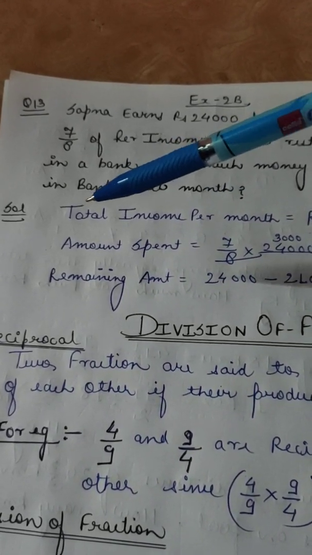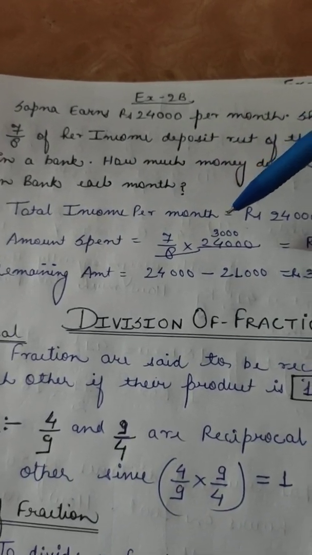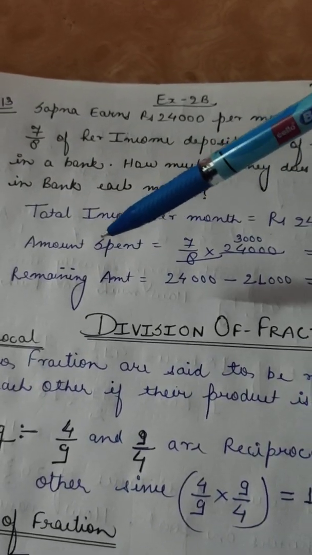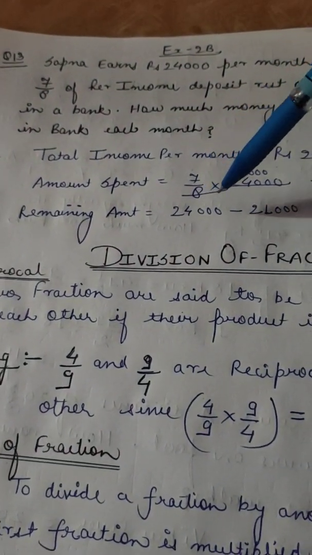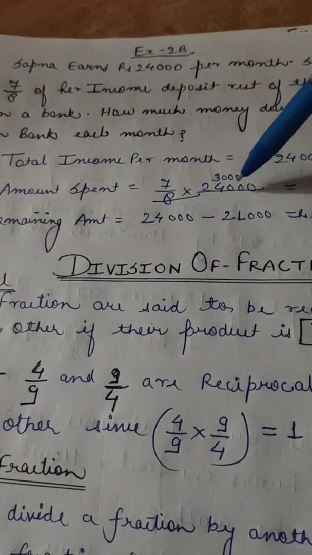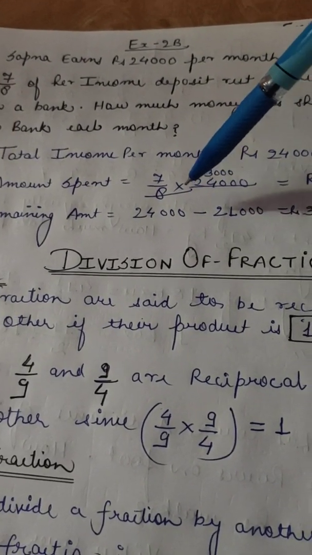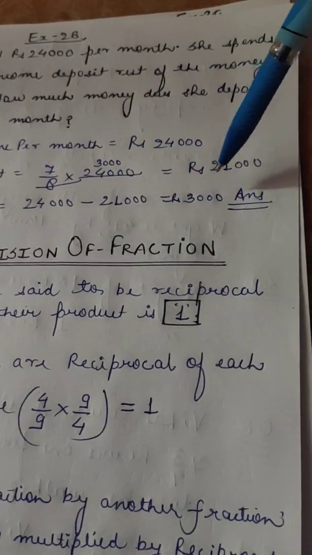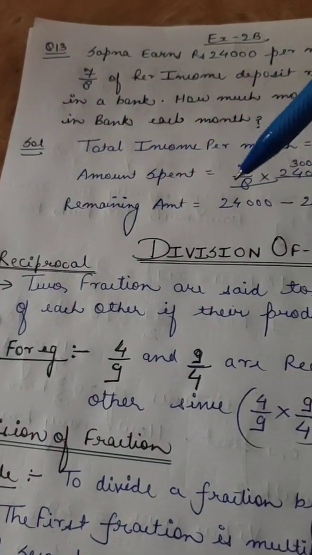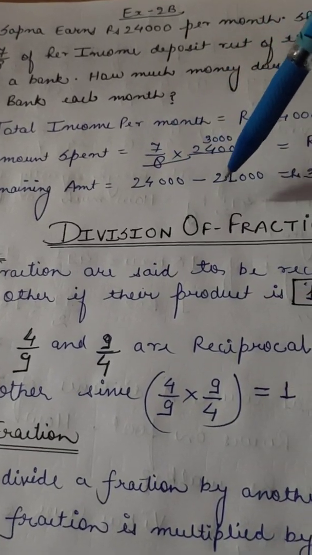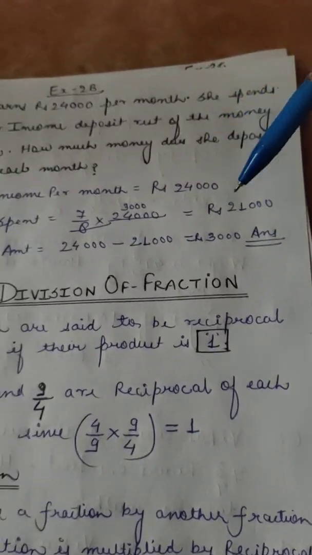Now the solution part. Total income per month of Sapna is 24,000. Amount spent: how much amount is spent? 7 by 8 of 24,000. Here 'of' is just the multiplication sign. 7 by 8 of 24,000, if we calculate, how much will it come? Rupees 21,000. Then the remaining amount will be 24,000 minus 21,000. That will give 3,000 as the required answer.